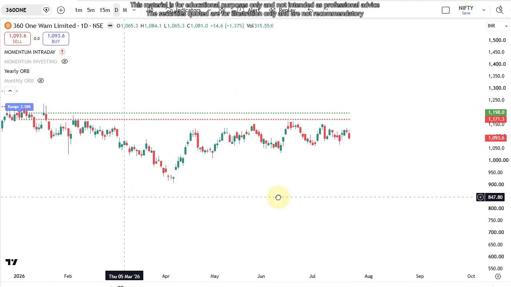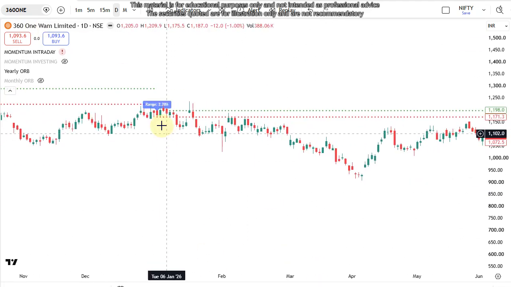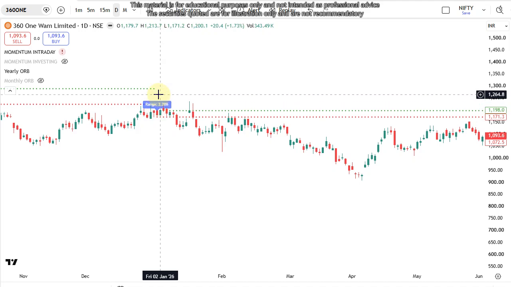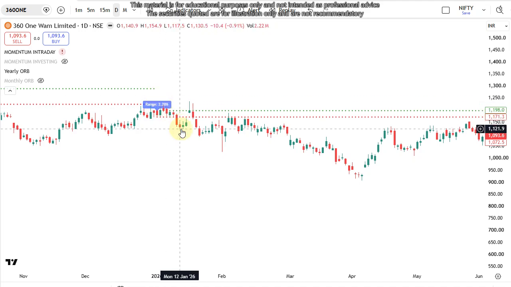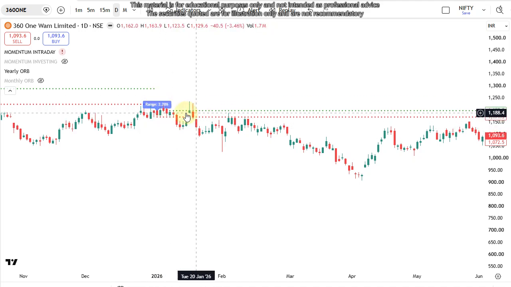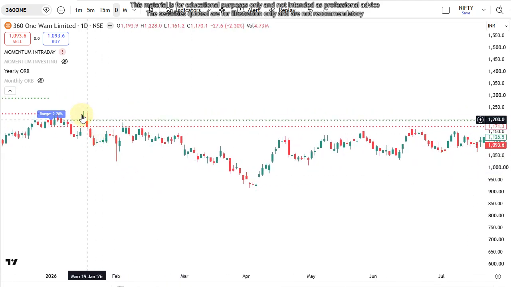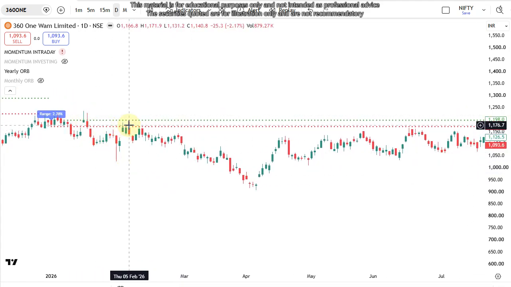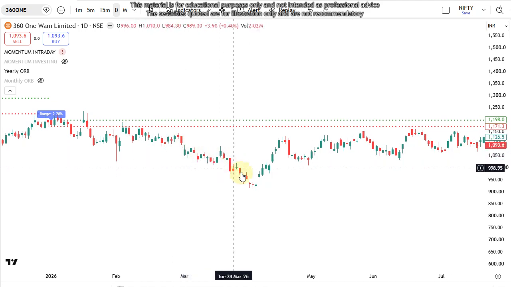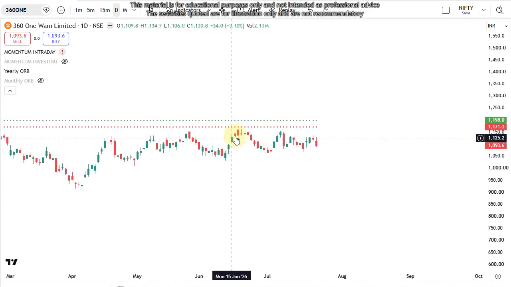See here, in 2026, the first day the ORB was plotted, it broke in the sell direction, and see the retest. The retest happened exactly on the ORB level. Again it came down and see the retest. It happened on the ORB level. Again it came down and exactly the retest happened on the ORB level.